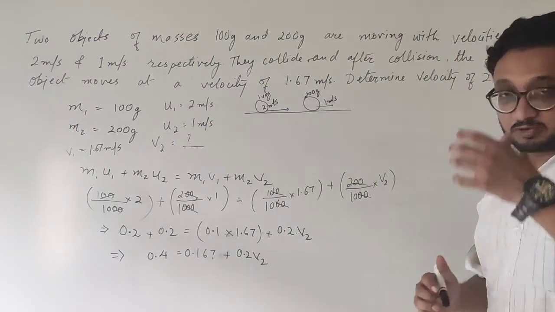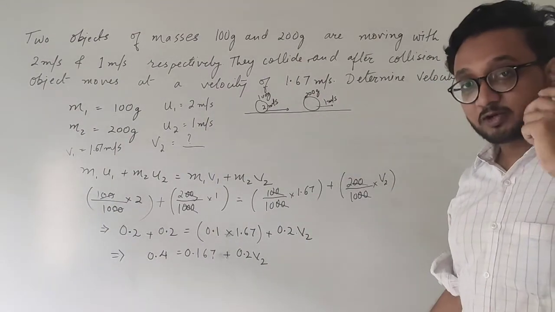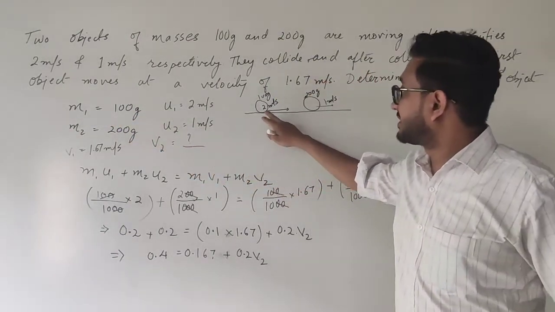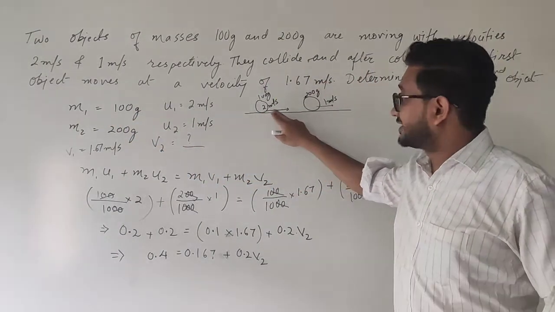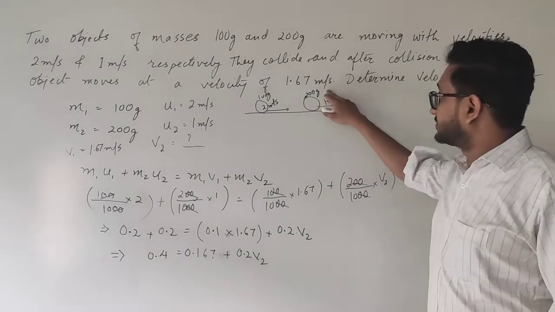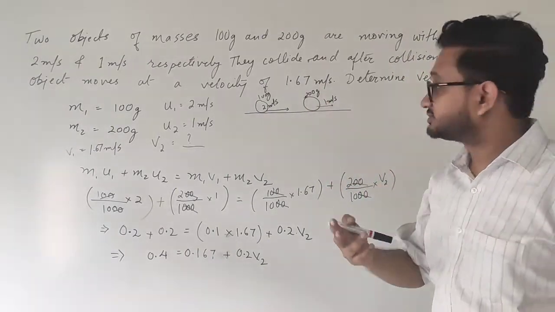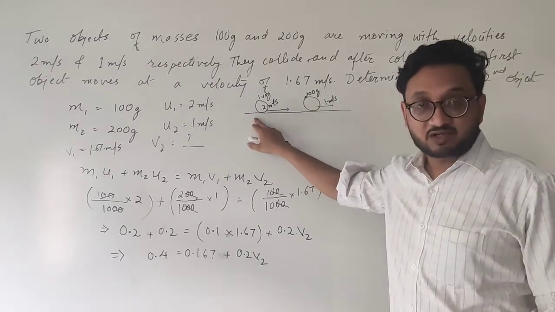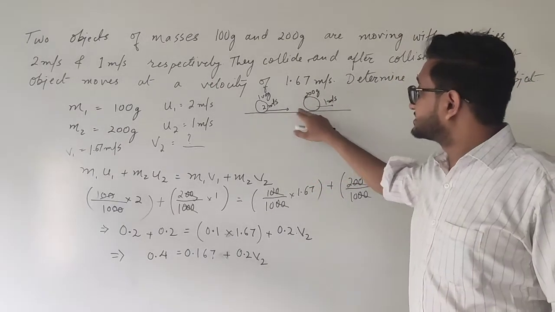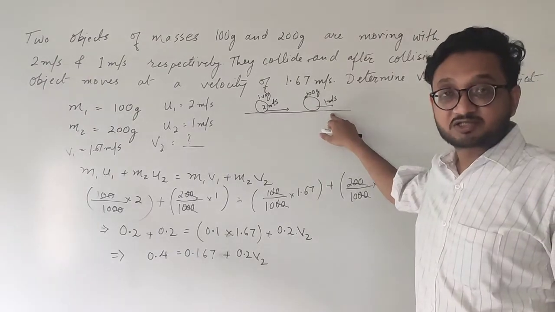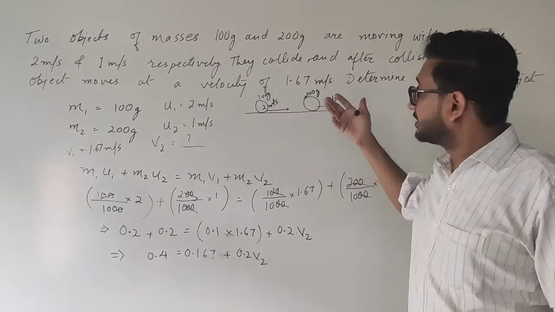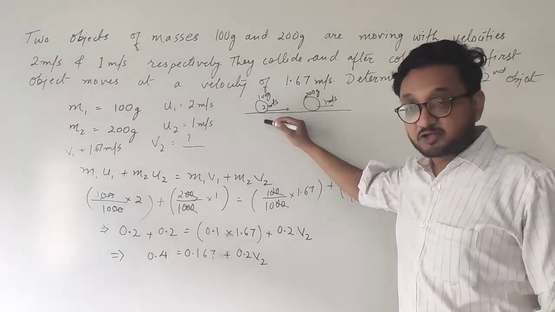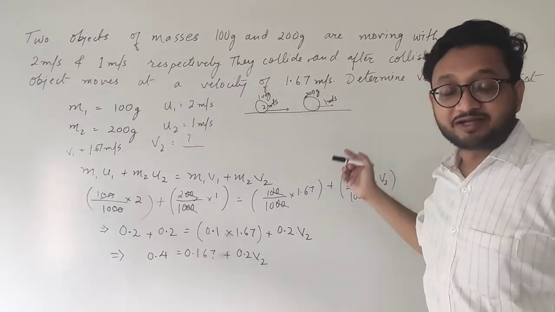I will do all the revision of what we have done till now. M1 is 100 grams, that is the mass of this object, which has a velocity of 2 meters per second. We have 200 grams, the mass of the second object, having a velocity of 1 meter per second. Obviously the first object is faster, so it will strike the second object, which is much more in size, or you can say in mass. Therefore its velocity will reduce and the second velocity will increase.